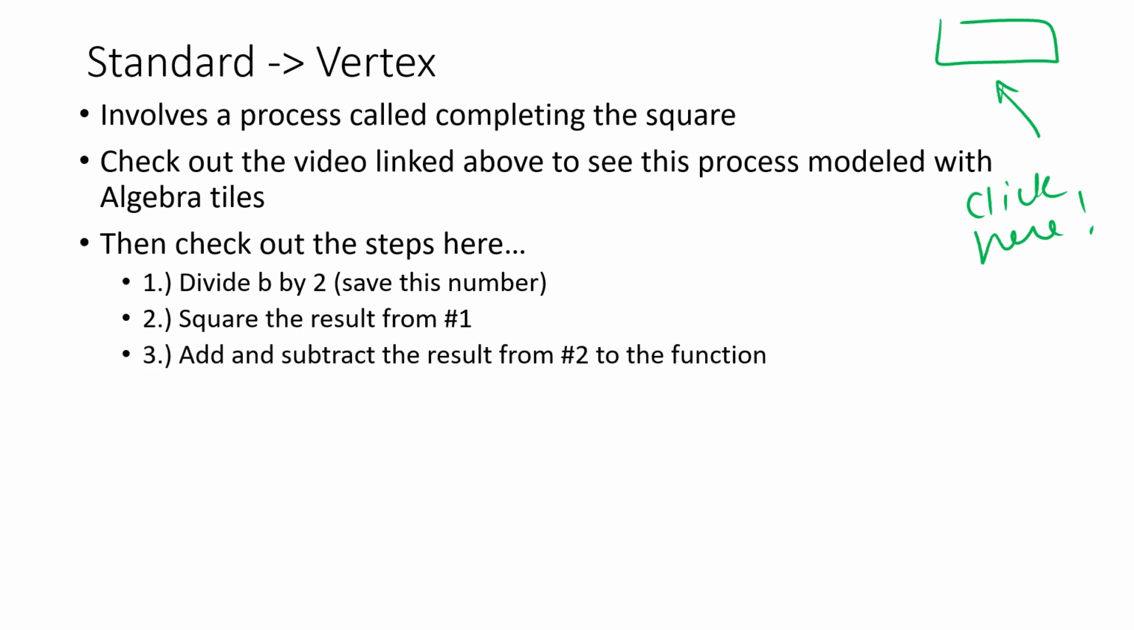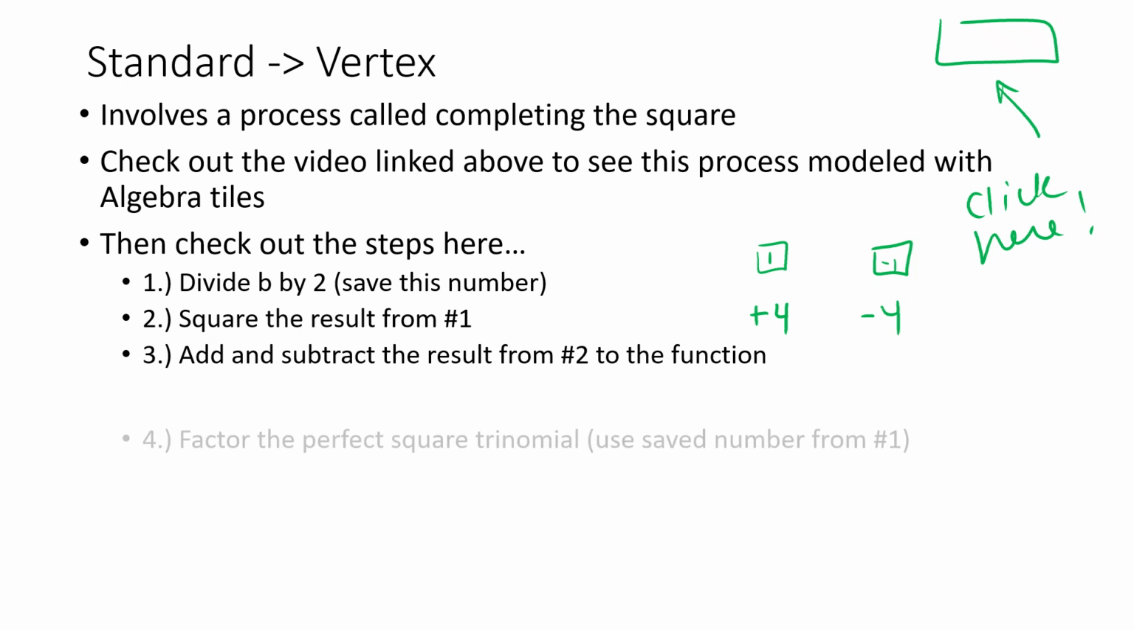And then add and subtract the result from number 2 to the function. So you're going to add it in one place and subtract it somewhere else. And that actually corresponds to that 0 pair that we saw with the algebra tiles. So in the algebra tiles, we actually had to add 4, if you think back to that first example. And then we had to subtract 4. We had to bring in the +1 tiles and the -1 tiles together. Okay, we had 4 of them in that particular example. So you're adding and you're also subtracting. You just got to make sure that you visually do it in the right spot.